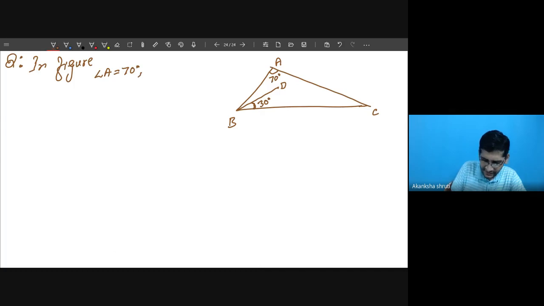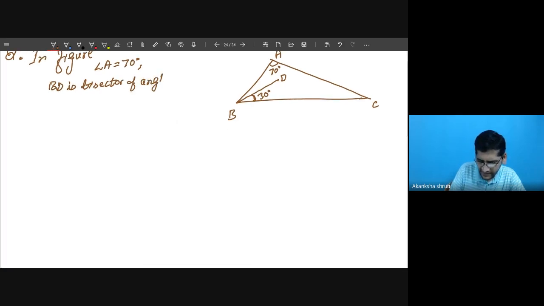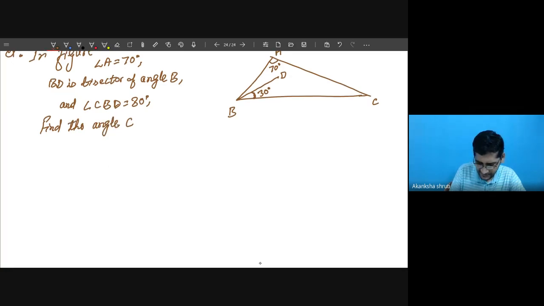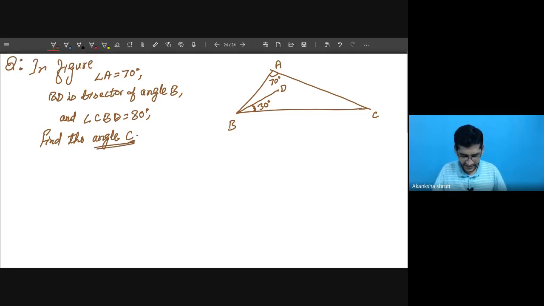It is one thing. BD is the bisector of angle B. And angle CBD is 30 degrees. Then you have to find the angle C. So what is the value of angle C? That you have to determine.